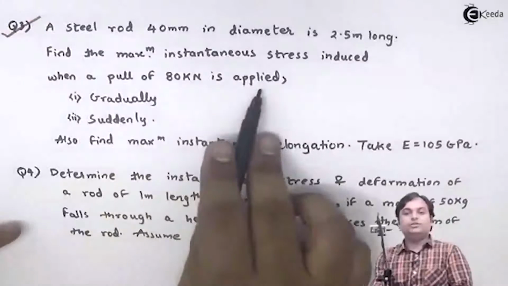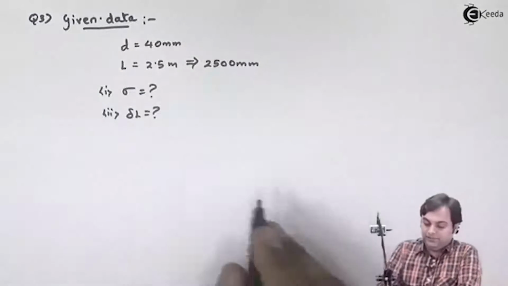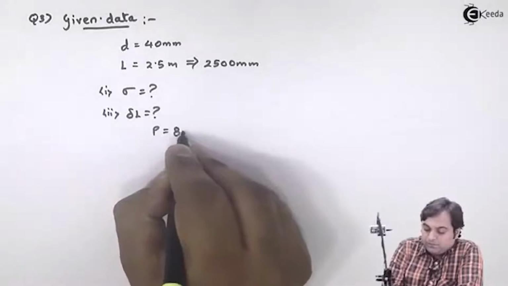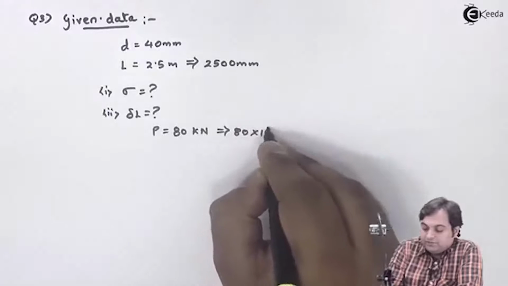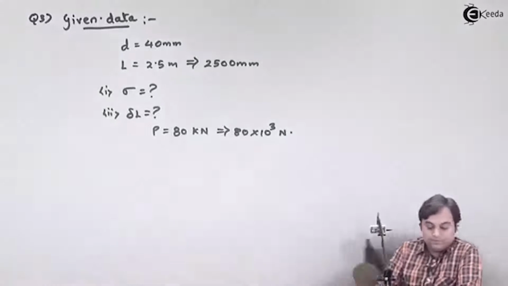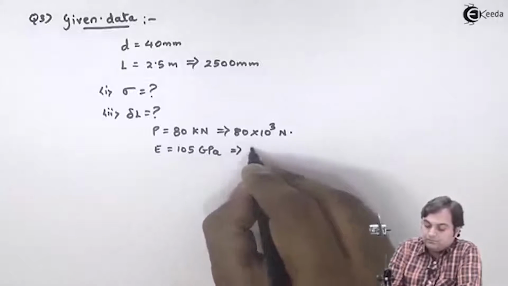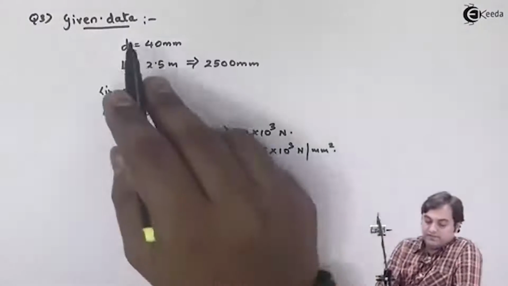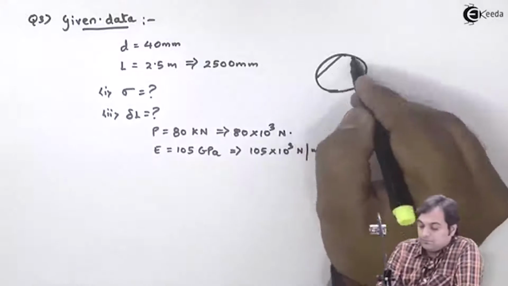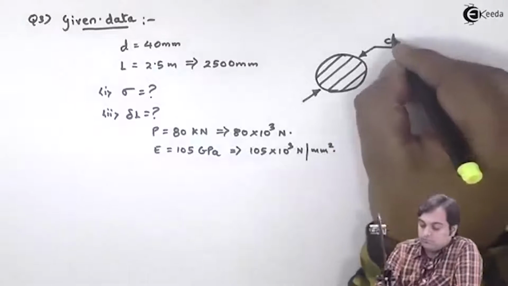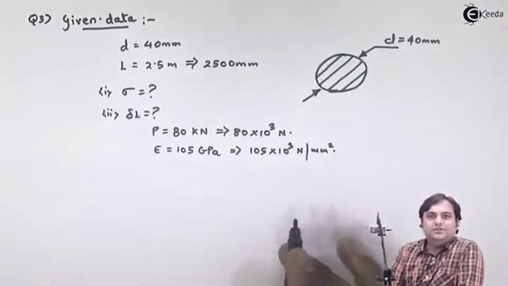When a pull of 80 kilonewton is applied, the two conditions are given: gradually applied and suddenly applied. So capital P is 80 kilonewton, that is 80 into 10 raised to 3 Newton, and capital E value is 105 GPa. So this is the question which we have. Now since diameter is given, the cross section is circular. Now let us try to get the solution for this.